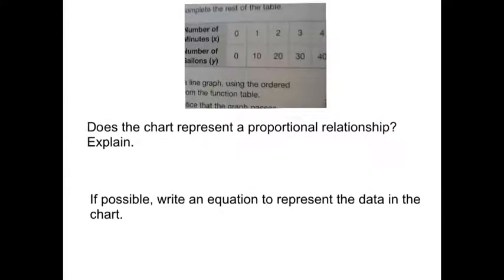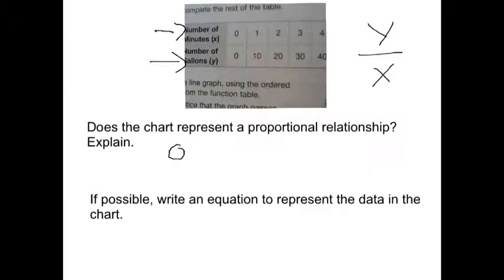So we're looking at the data table. It's a very traditional looking data table. We have the x values or the inputs as the first row and the y values or the outputs as the second row. If we're trying to figure out if this chart represents a proportional relationship, we're going to figure out if the relationship between the outputs and the inputs is consistent or the same. In other words, if they reduce to the same unit rate.